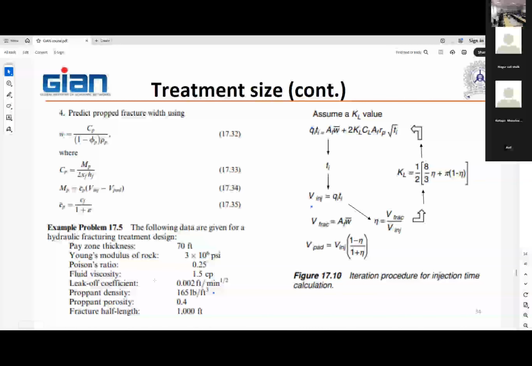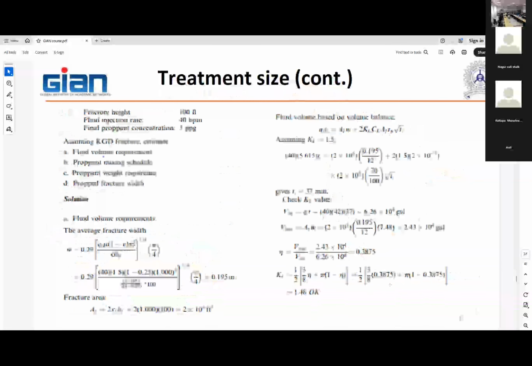Leak off coefficient that you determine from the lab probably is 0.002 foot per minute to the half. Propellant density is 165 pounds per feet cube. Propellant porosity is 40%, so that is 0.4. And the fracture half length is 1000 foot. And then the fracture height that you get is 100 foot.